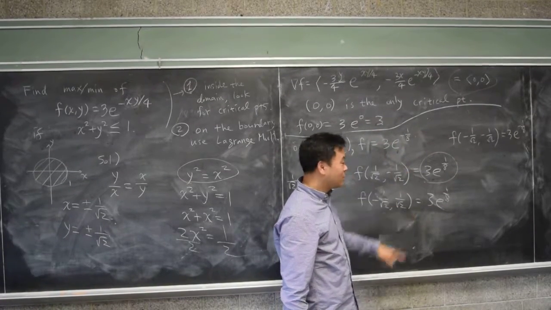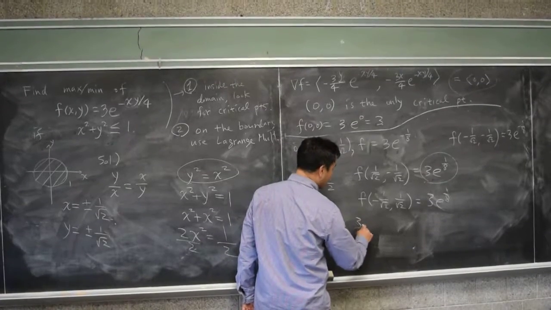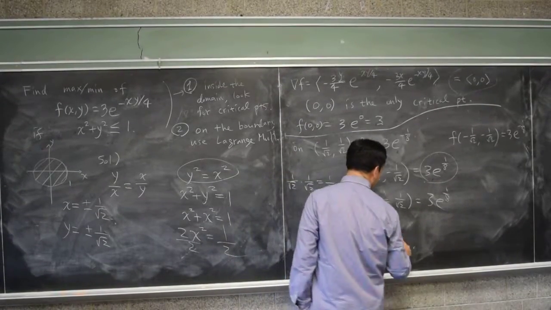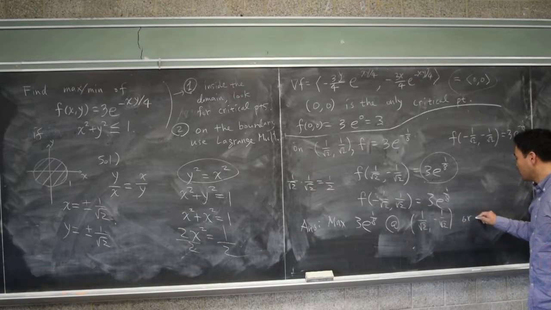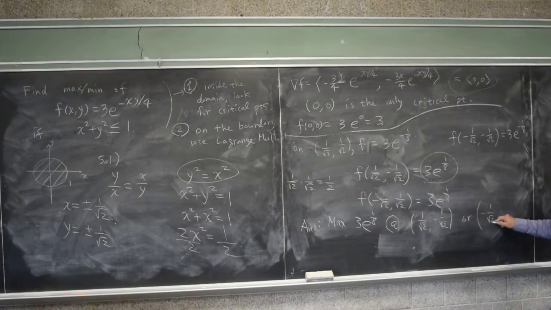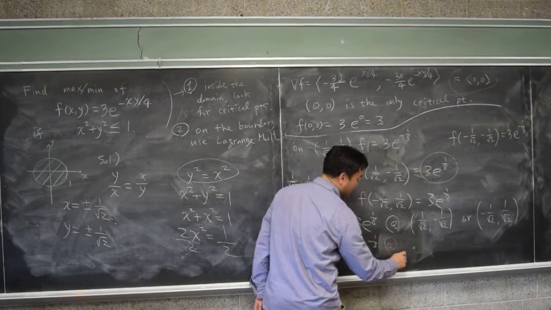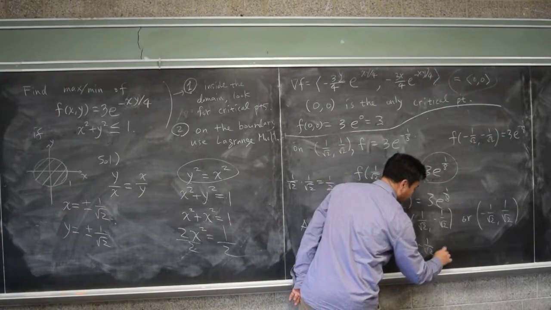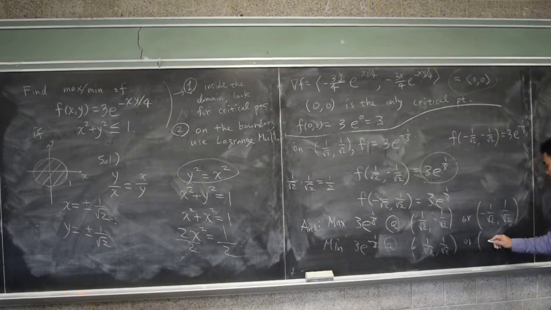Okay? So the answer is you have max of 3 e to the 1/8 at these points, and okay, what's the min? Okay, so that's the answer.